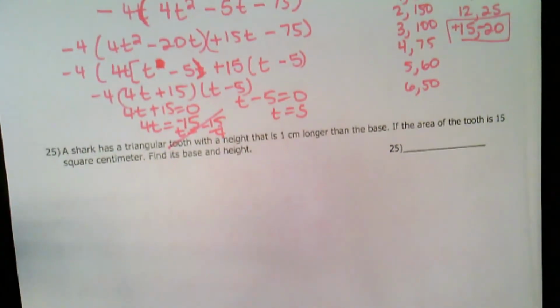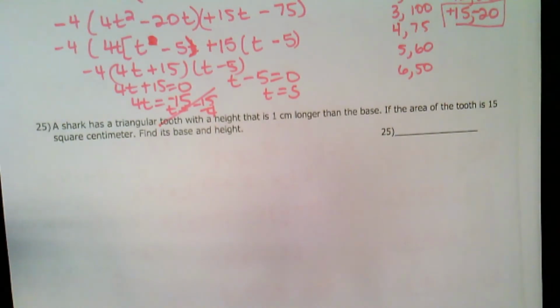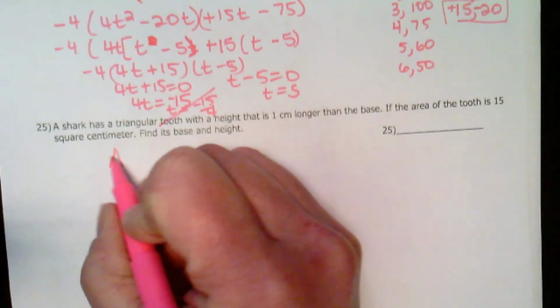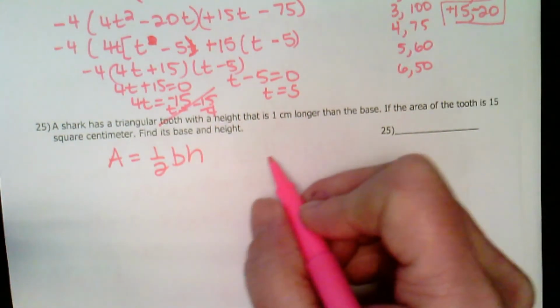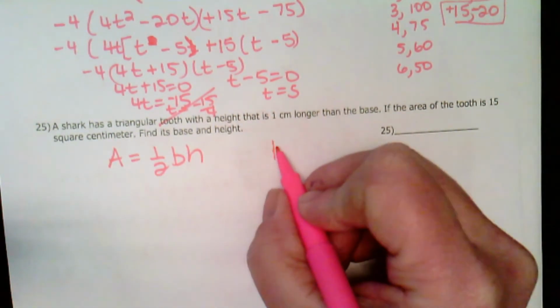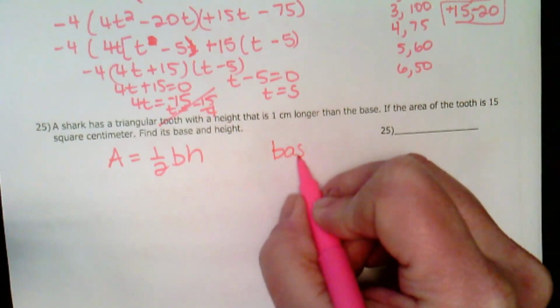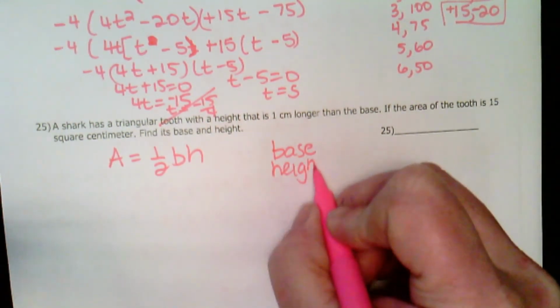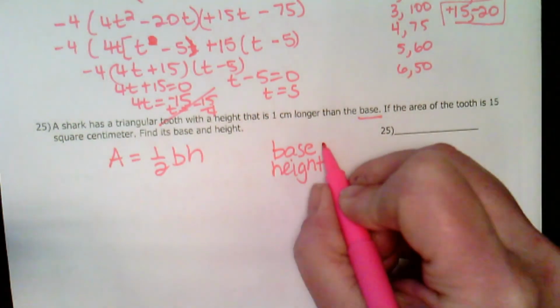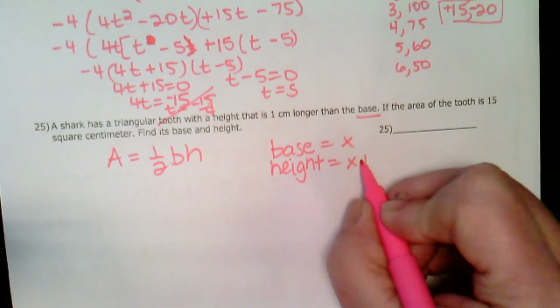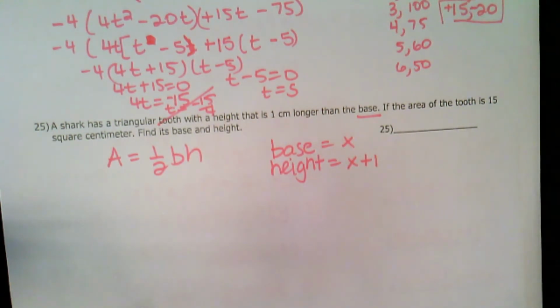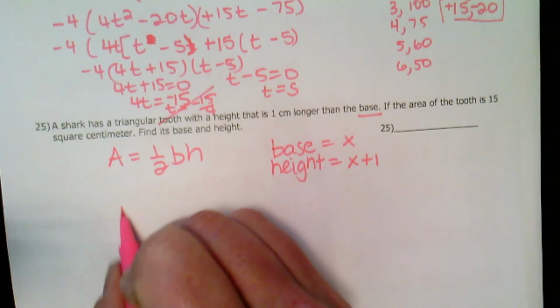Alright, 25. A shark has a triangular tooth with a height that is 1 centimeter longer than the base. If the area of the tooth is 50 square centimeters, find its base and height. Alright, so first we need that formula for a triangle. And we're going to define our base and height in terms of x. Usually what they say last is your x. So height says it's 1 centimeter longer than the unknown base. So then I'm going to plug it back into our formula.